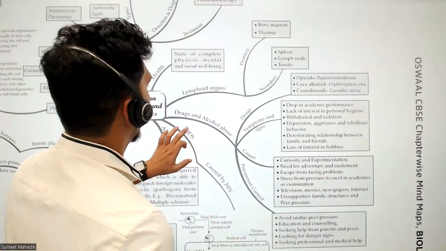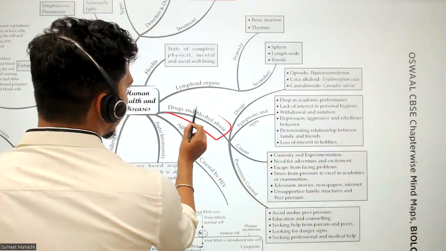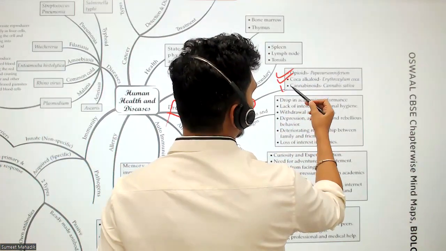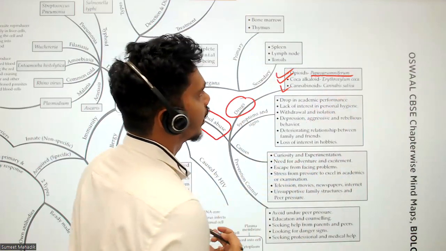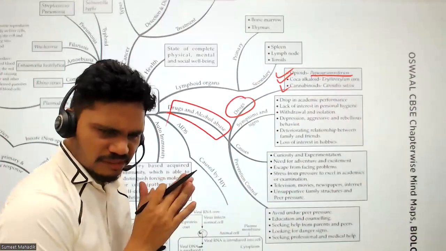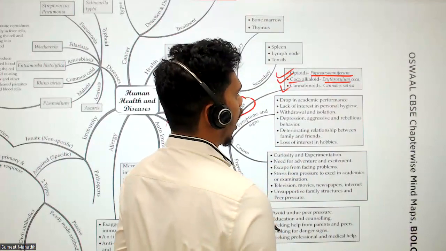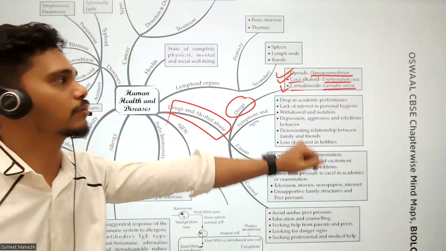Drug and alcohol. This is the last part. Drug and alcohol abuse. What are the drugs? Opioids, coca alkaloids, cannabis. Opioids: Papaver somniferum. Okay, you have to just read properly. Then coca alkaloids: Erythroxylum coca. Then cannabinoids: Cannabis sativa. These are the examples of that.